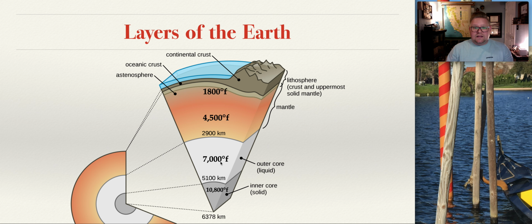Then we have a liquid outer core, which is about 7,000 degrees Fahrenheit. Then we have our mantle zone, which is kind of complex. We have a lower and an upper mantle zone. That's between 4,500 degrees at the bottom, up to the top, which is more towards 1,800. And then we have the asthenosphere.